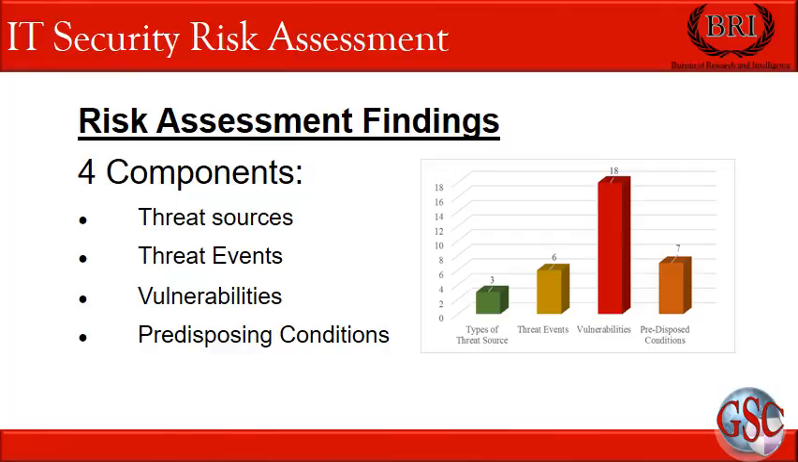Now, executing the plan led to our risk assessment findings, and in order to clearly express the significance of the findings, security inadequacies were broken down into the following subcomponents that you see here: threat sources, vulnerabilities, threat events, and predisposing conditions. This bar chart on the side here shows the number that were reviewed.